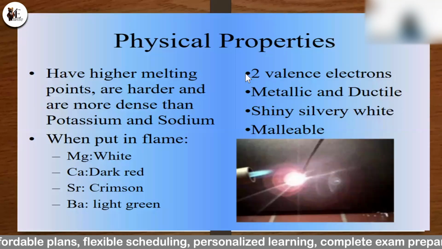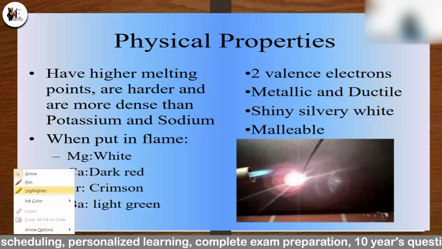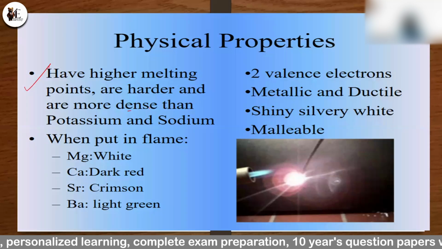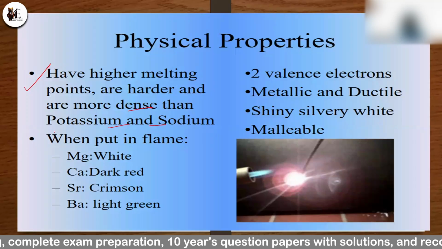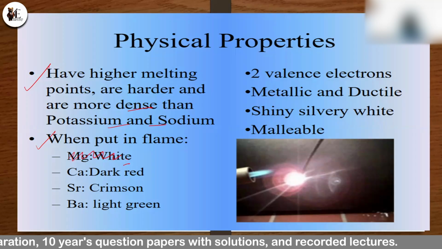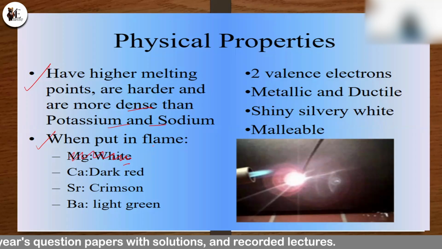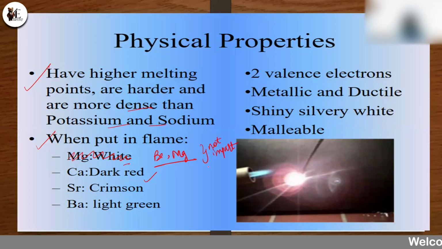To talk about the physical properties, they have higher melting points, are harder and denser than potassium and sodium, right? Then when put in flame, magnesium is white in color. Basically you don't need to write this line, because we'll study that beryllium and magnesium do not impart any color to the flame. Calcium is dark red. The reason we will see in the next slide.